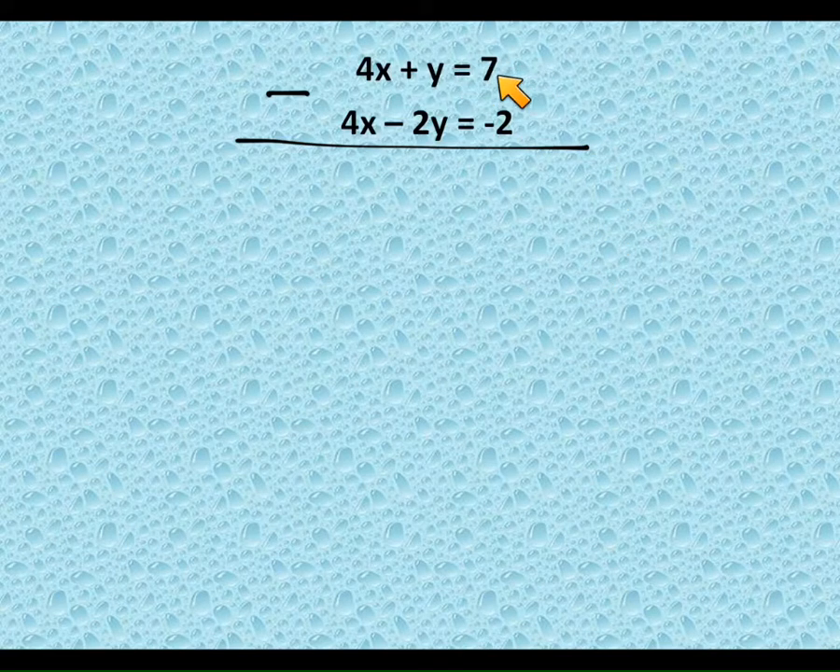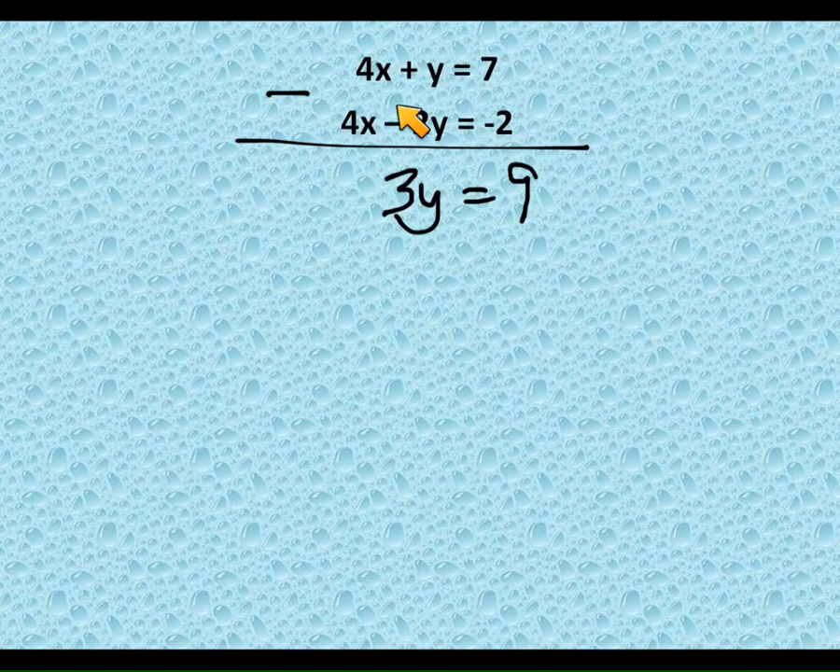Let's try that. If I take 7 minus negative 2, minus a negative gives me positive 9. If I take 1y minus negative 2y, that's minus a negative, it's going to become plus. So 1y plus 2y is 3y. And 4x minus 4x is 0x. So that one is eliminated.